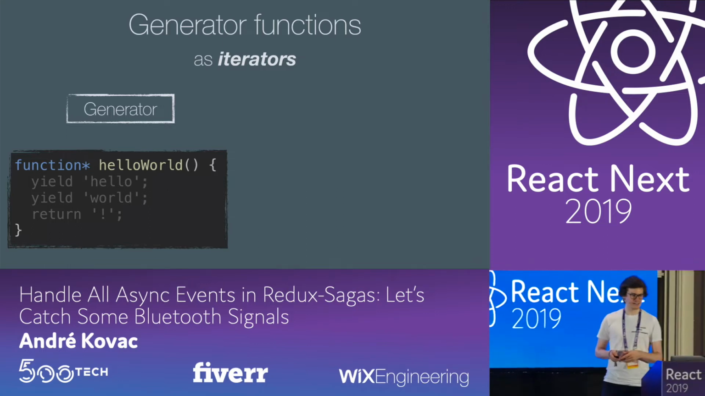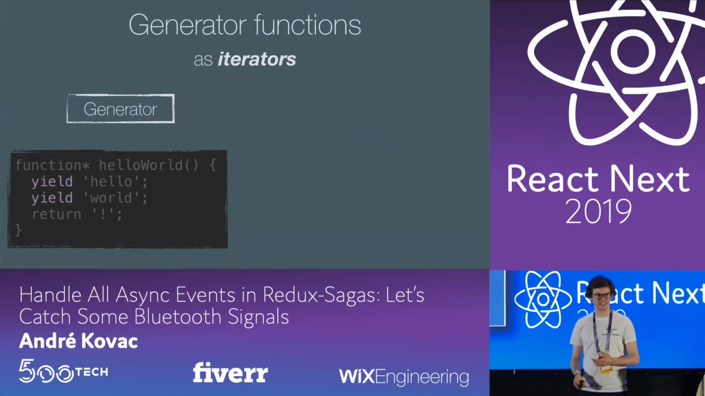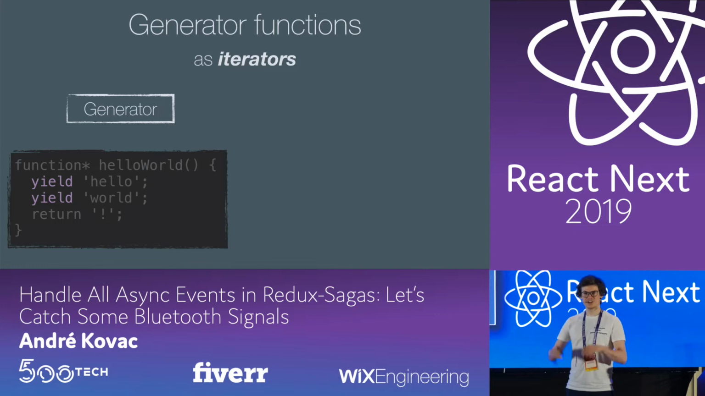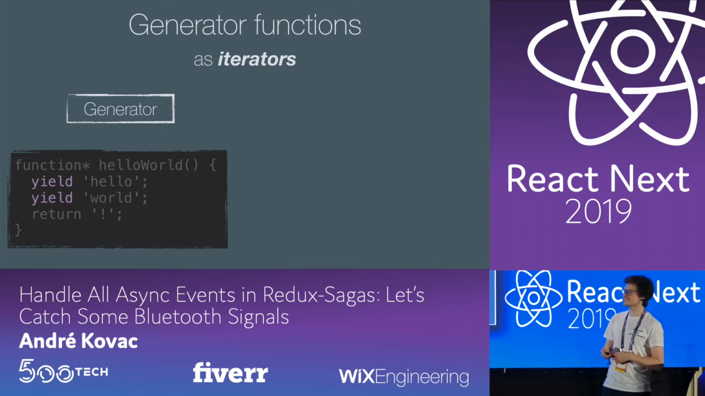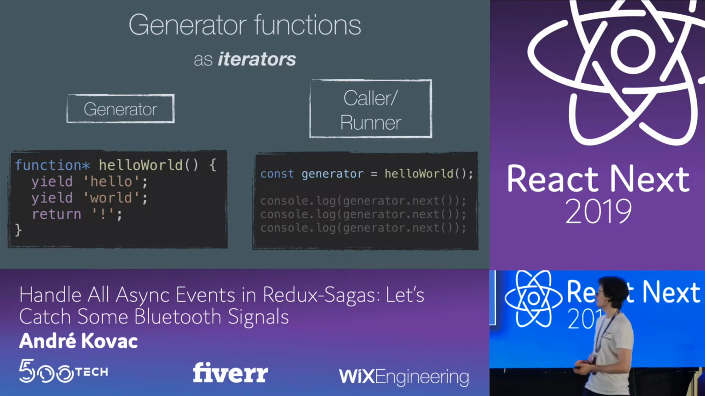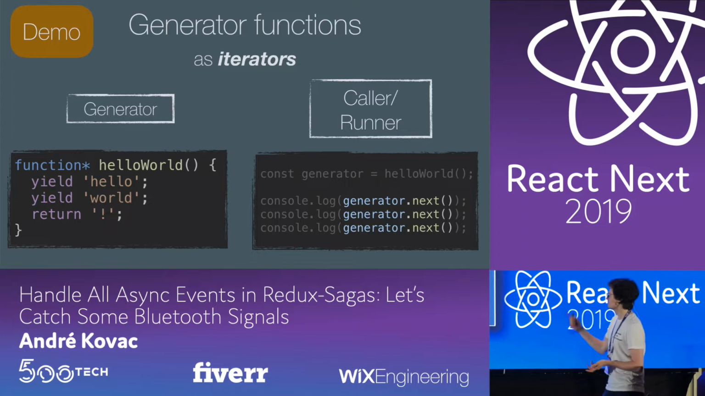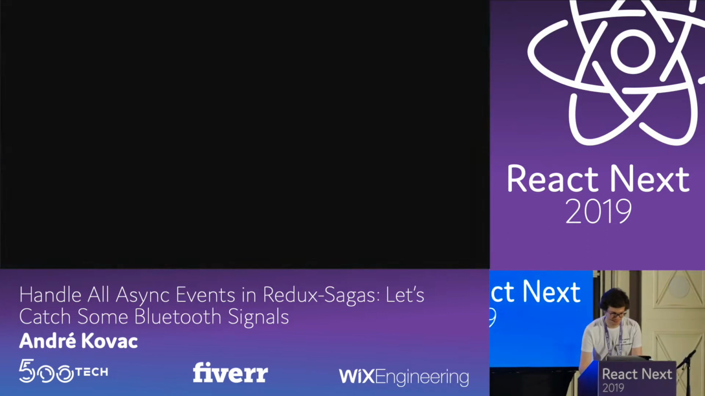We have a generator, and the generator is yielding things. At each yield, the whole program will suspend, and only if the caller of this generator decides to go further will it continue. So every generator, if you define it, needs some caller or runner to run the whole thing. Here, for example, we create the generator hello world, and I'm console logging what the generator gives us. Let's take a look at what it does.